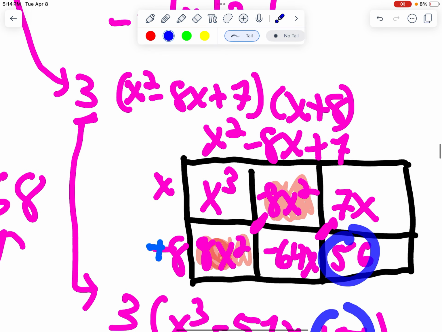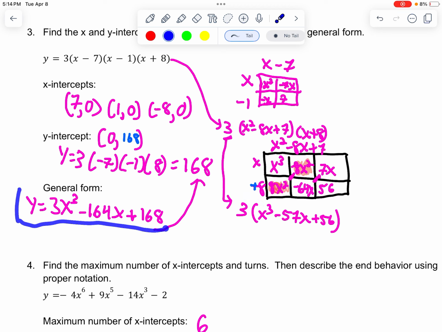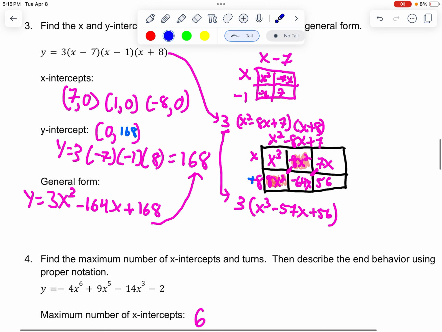Then, I mentioned this in class because I did this in class for you guys. Remember, there was that number in front that was sitting here. That is now here. We have to distribute it. So we distribute it to all three terms, and this is your final answer. All right? 3 times x cubed is 3x cubed. 3 times negative 57 is negative 164. Use a calculator. 3 times 56 is 168.